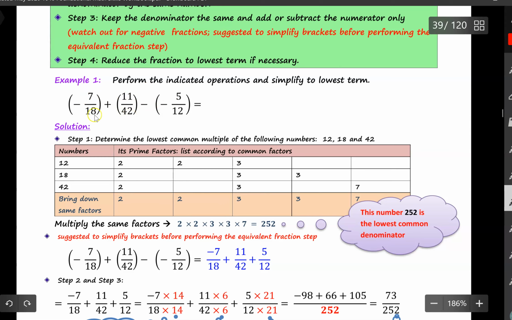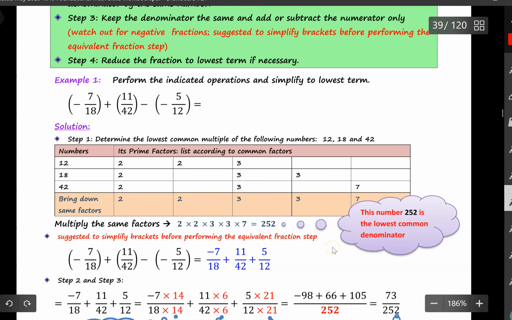Okay, so then 18, 42, and 12. Again, using the concept of a prime, collect them in terms of the prime factors and list them accordingly. And then you only collect the like factors, in this case you multiply them, then you have a lowest common multiple to work with. So in this case it's 252.